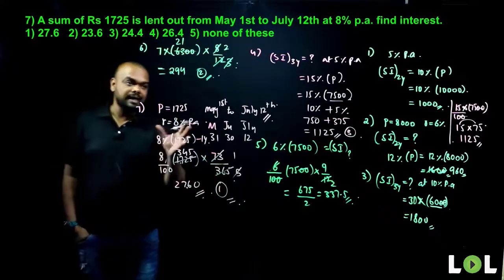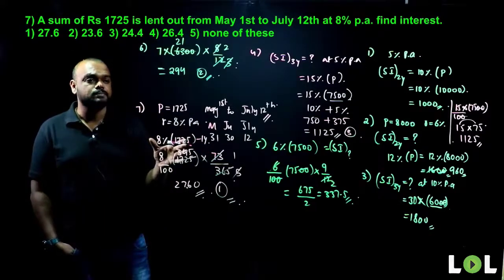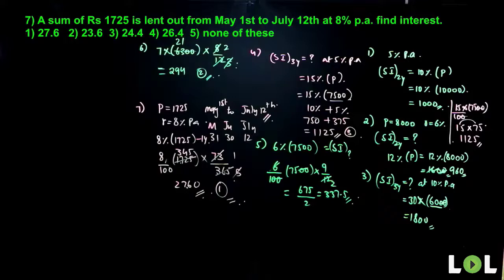Am I clear till here, everybody? Am I clear with these questions? Everyone? So far we have seen problems on simple interest. Let us see few problems on compound interest. What should be our approach?